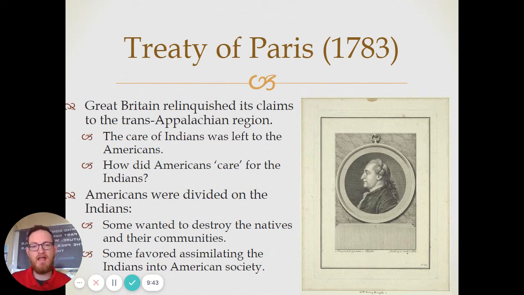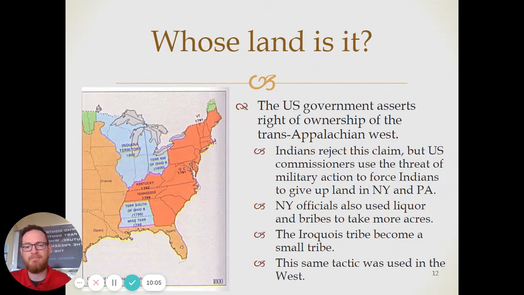Some wanted to destroy the natives in their communities. Some thought that the best way to deal with the natives and the Indians was assimilating them into American society. And you're going to see throughout American history that different Congresses, different presidents are going to have different views on how to handle the natives. But really, in the end, they just got pushed off their land so that Americans could have that land instead.